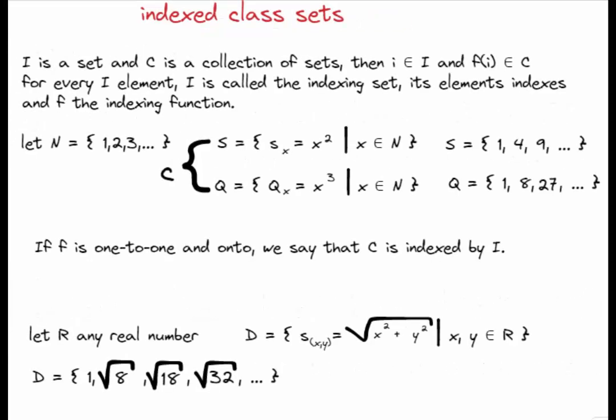To understand what indexed sets are, let's consider this collection of sets, S and Q. Depending on the function, this unique set can give us each of these sequences as output. And here is where we say that this is the indexing set, those are the indexing functions, and these are the indexed sets. An indexing function can involve multiple variables, like this, for example. Again, we use the indexing set to get the indexed sequence.